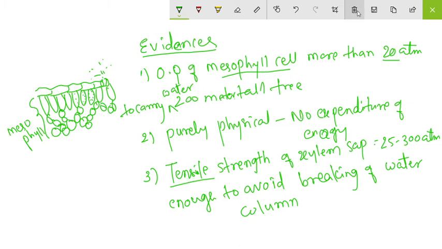Then the fourth evidence, it is the most important evidence, and it was the porous pot experiment. That porous pot experiment confirms that the ascent of sap takes place through the transpiration pull. So what was that experiment? So I will draw the figure here.